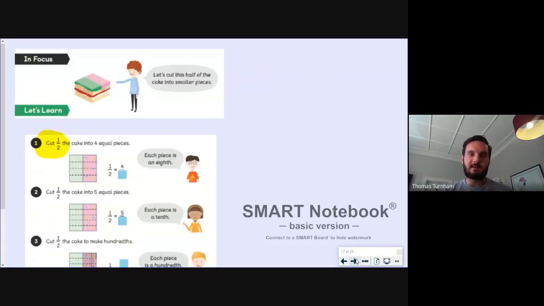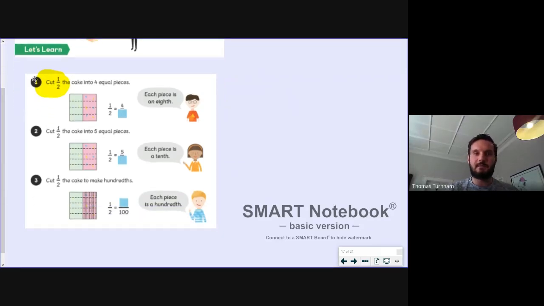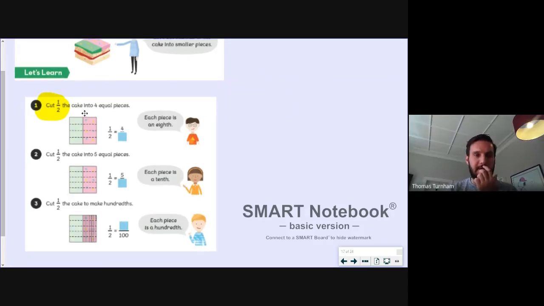Okay, so our character today has a cake, and they want to cut this cake into smaller pieces. I've highlighted a little bit here because it's easy to get yourself confused with this. They're cutting half of the cake. So here was my cake. My cake is pink and let's just call it bluey green because it's blue here and green there. Pink and bluey green. I've cut it in half. There's my pink, there's my half.